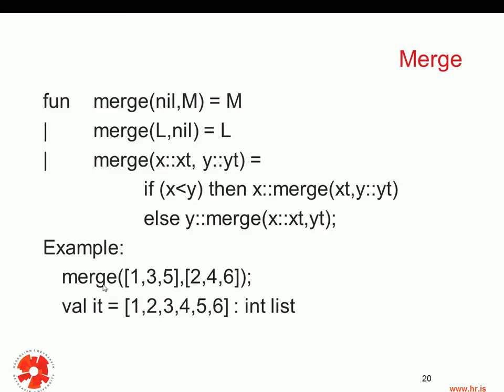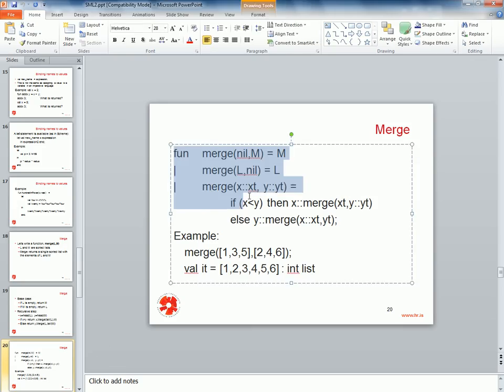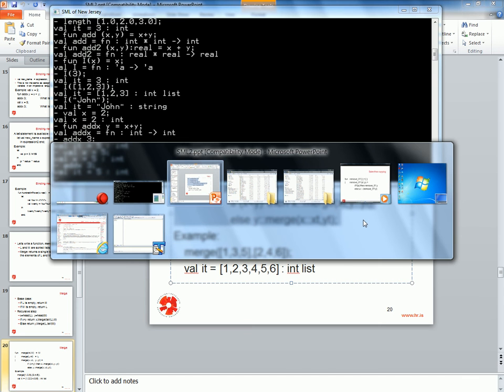So what we want to get back is something like this: merge of the list 1, 3, 5 and 2, 4, 6. Notice that both of these lists are sorted. We want to get back the list 1, 2, 3, 4, 5, 6. Maybe we should trace this to get a better feeling of what's happening. It's always a good idea to trace by hand.